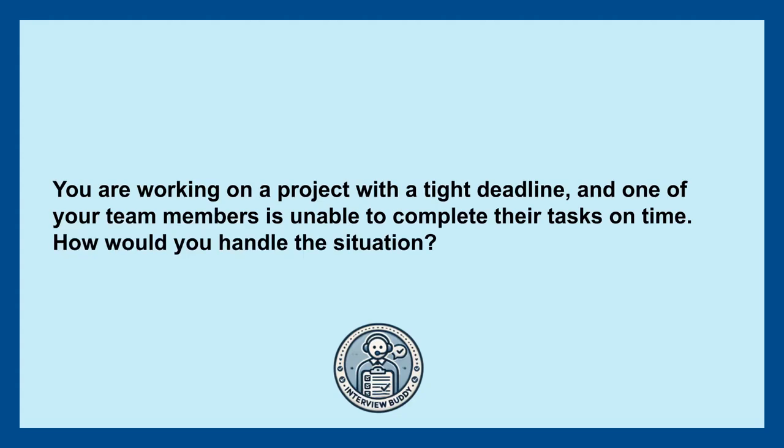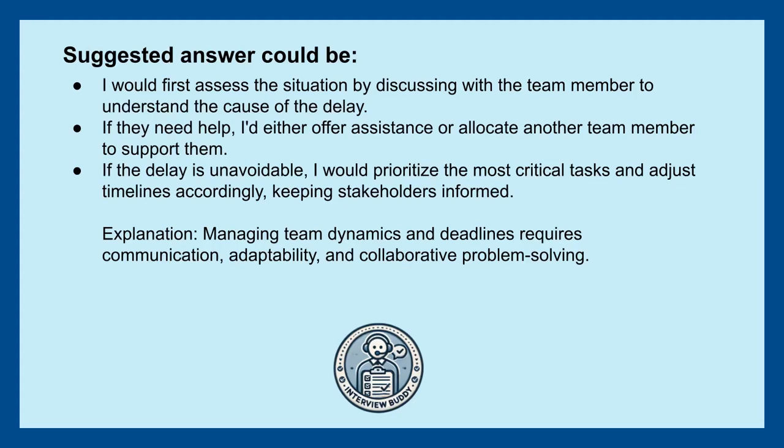You are working on a project with a tight deadline, and one of your team members is unable to complete their tasks on time. How would you handle the situation? I would first assess the situation by discussing with the team member to understand the cause of the delay. If they need help, I'd either offer assistance or allocate another team member to support them. If the delay is unavoidable, I would prioritize the most critical tasks and adjust timelines accordingly, keeping stakeholders informed.